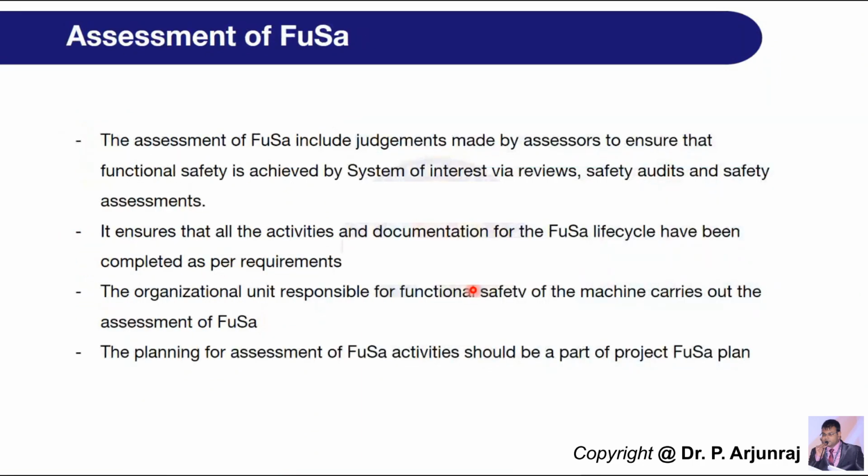This is the assessment of the FuSa, where you judge the functional safety requirements, which can be assessed by the auditors to ensure that functional safety is achieved by a system of interest through reviews, safety audits, and safety assessment. You can also ensure that all the activities and documents for the functional safety lifecycle have been completed as per the requirements. And you have the organizational unit, which is responsible for the functional safety of the machines, carrying out the assessment of the functional safety. And lastly, you have the plan for assessment of the functional safety activities, which should be part of the project functional safety.